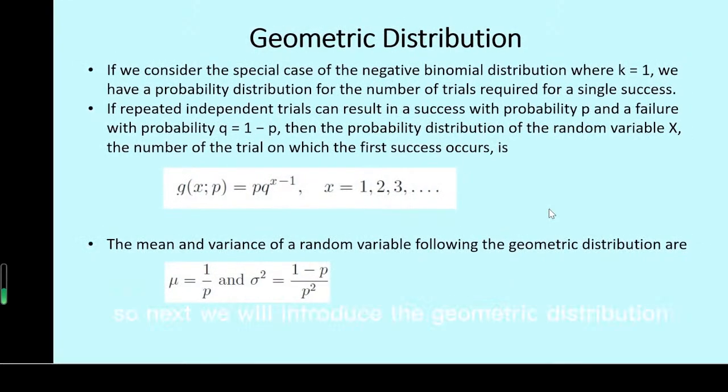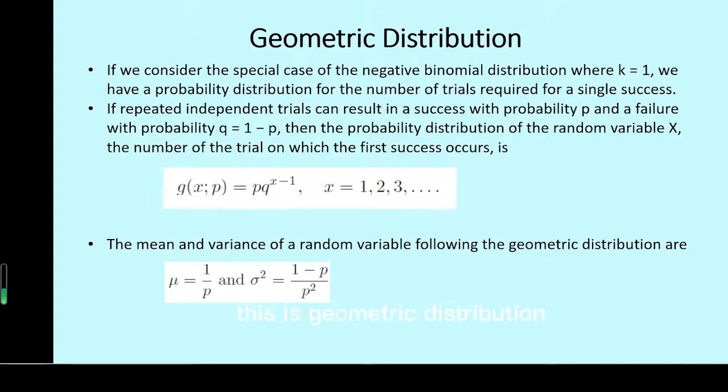So next we will introduce the geometric distribution. The geometric distribution is actually the special case of the negative binomial distribution when k equals 1. So here we only focus on one success. We have a probability distribution for the number of trials required for a single success, which means we try until the first success.